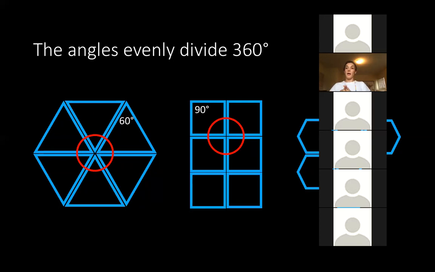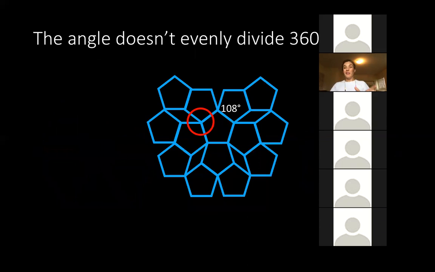This time you can fit three corners of the hexagons at a single intersection because each of the angles is 120 degrees. And it turns out that these are the only three polygons that you can do this with because these are the only three polygons that have interior angles that evenly divide 360 degrees. So if you try to do it with a pentagon, that interior angle is 108 degrees.